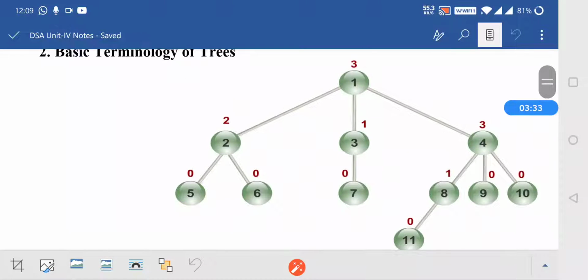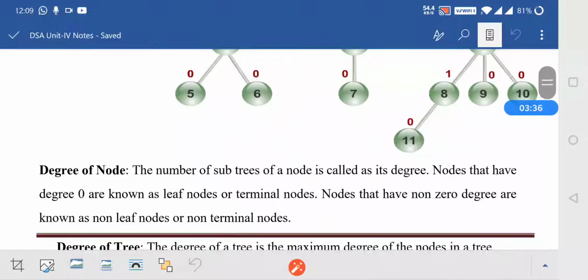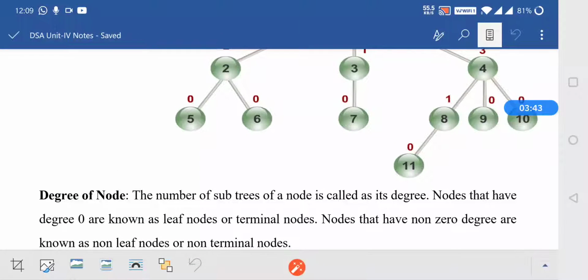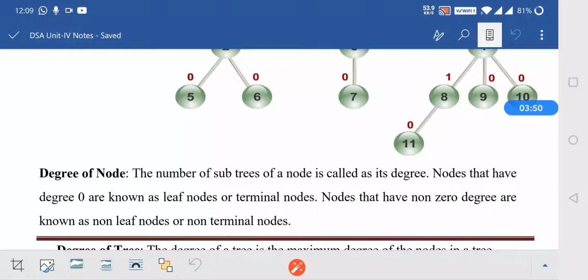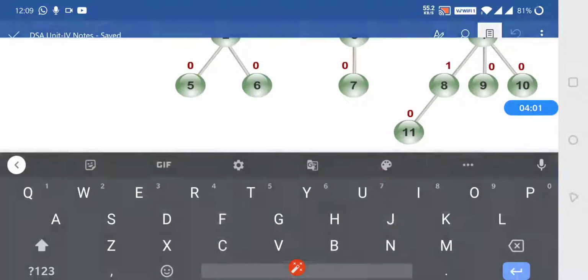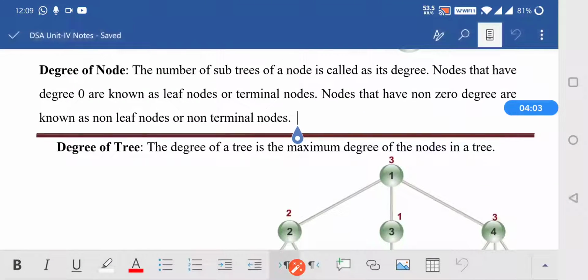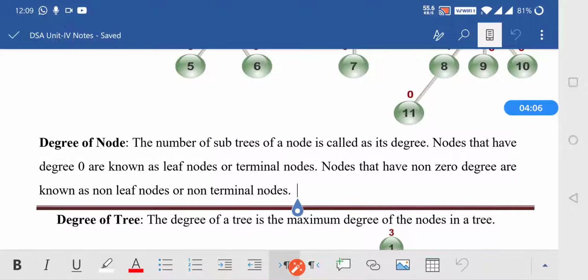So the basic terminologies of tree are, first, degree of node. Now we have seen root node is at the topmost level. Now we will see the degree of node. So the number of subtrees of that node is called the degree of that node. We have seen these concepts in discrete mathematics also. So the number of subtrees that are connected to that node is nothing but the degree of that node. Nodes that are having the degree 0 are known as leaf nodes.